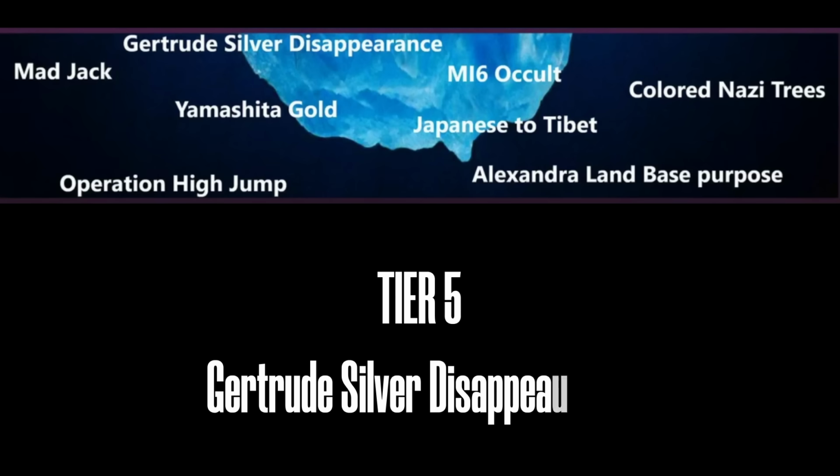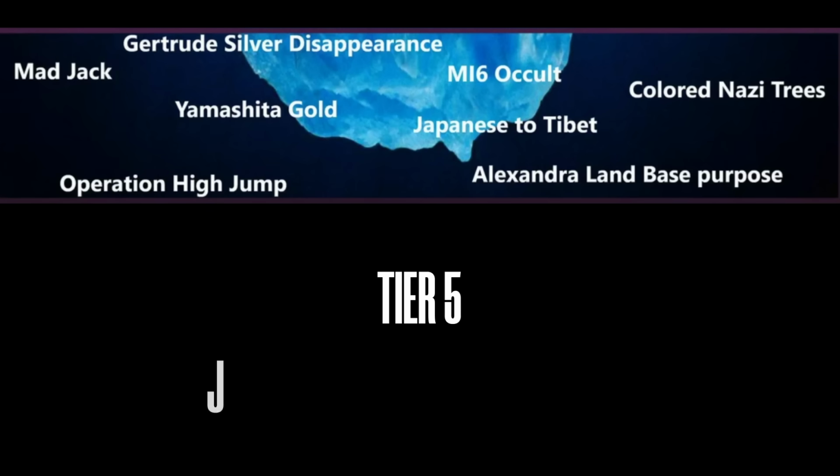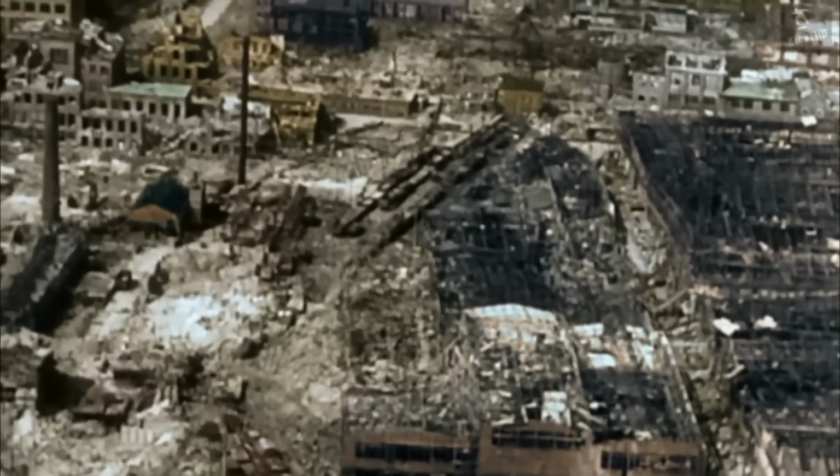Tier 6. Gertrude Silver disappearance. Gertrude Tompkins Silver was an American pilot who went missing during World War II. She was one of the Women Airforce Service Pilots, a group of female civilian pilots who flew military aircraft in non-combat roles during the war. Gertrude Tompkins Silver disappeared on October 26, 1944, while flying a P-51D Mustang from Los Angeles to Newark, New Jersey.